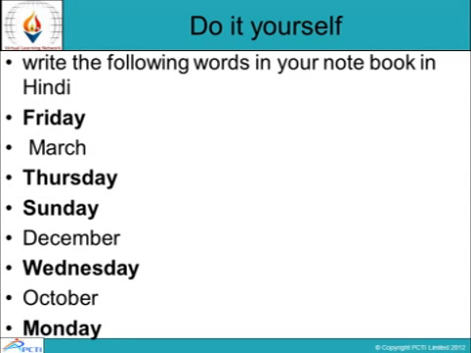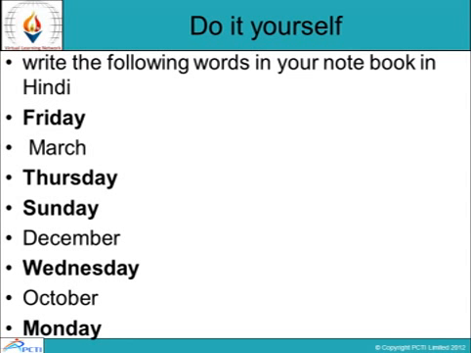December, it's the last month of the year with Christmas, with everywhere snowy, wintry. It's called December. Wednesday, it's the third day. We call it in Hindi Budvar.